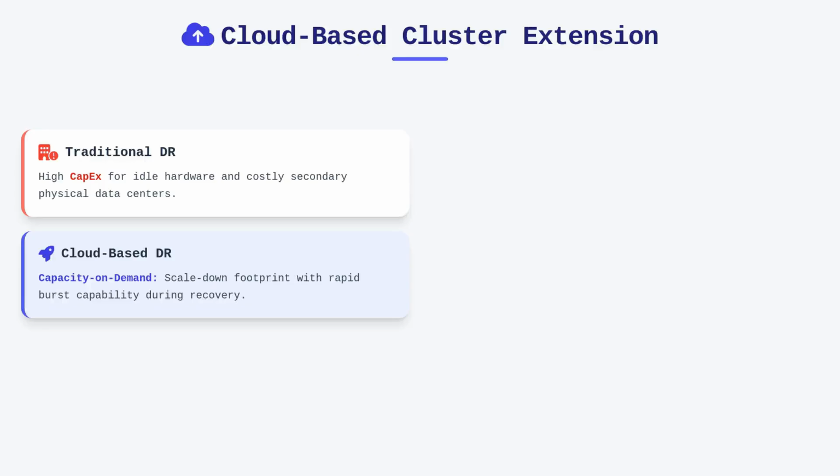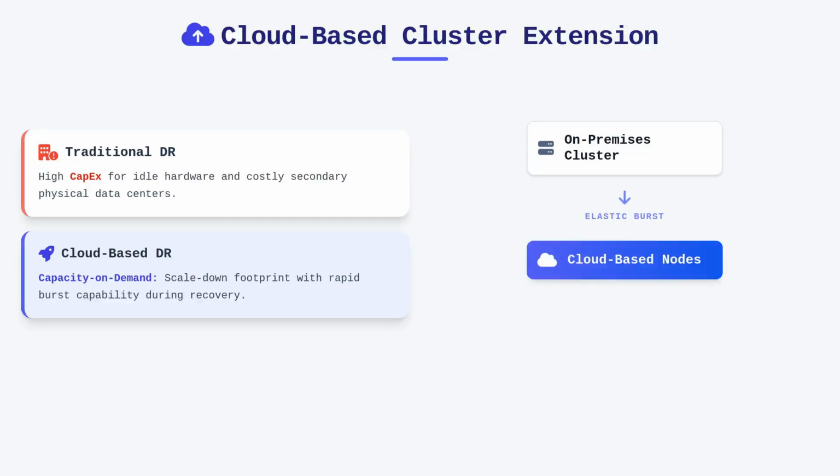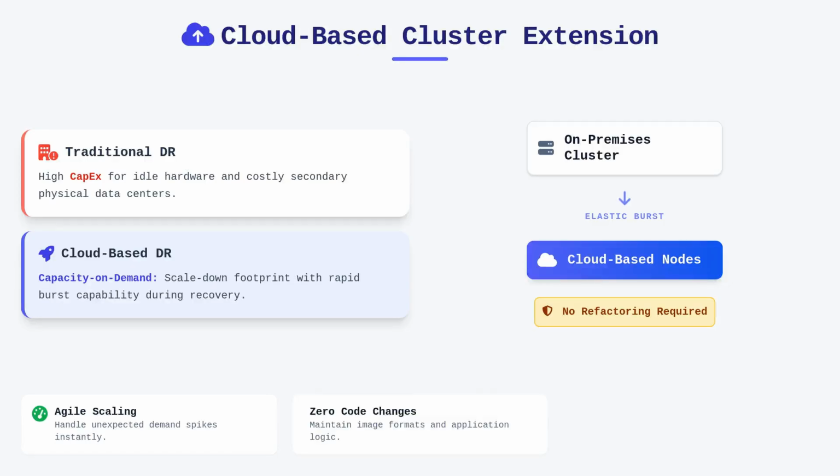This capacity-on-demand approach also applies to scenarios where your on-premises environment faces unexpected spikes in demand. You can quickly add cloud-based nodes to your existing clusters to handle the overflow, essentially utilizing the cloud as an elastic backend for temporary resource requirements. Because the storage and networking abstractions are handled by the Nutanix software, you perform these migrations without refactoring your applications or modifying your image formats. This capability is vital for businesses that want to shift their infrastructure strategy toward agility while avoiding the technical debt often associated with cloud-native migration services that require substantial code changes.